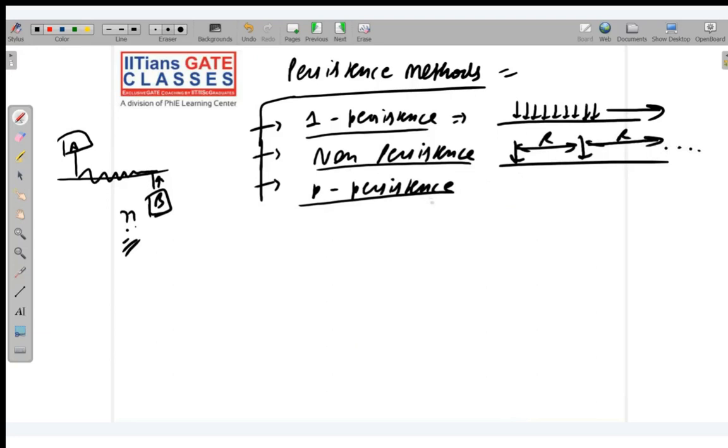So obviously about collision, don't worry, I will tell you about it later, but first of all we should write these points, or we will take notes of these also. So one persistence means it will keep on sensing the channel.